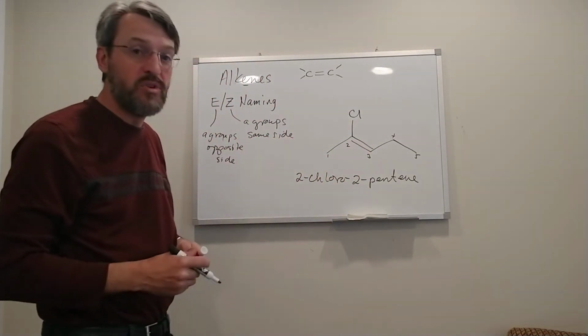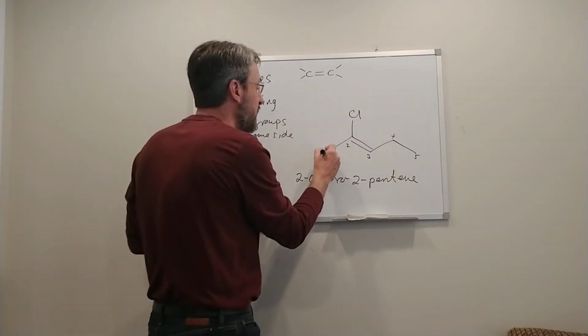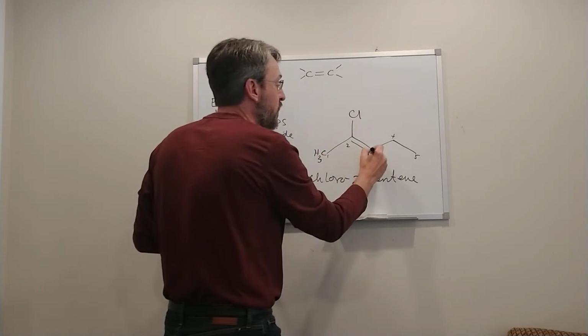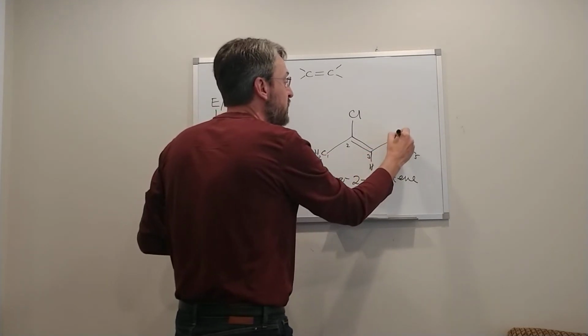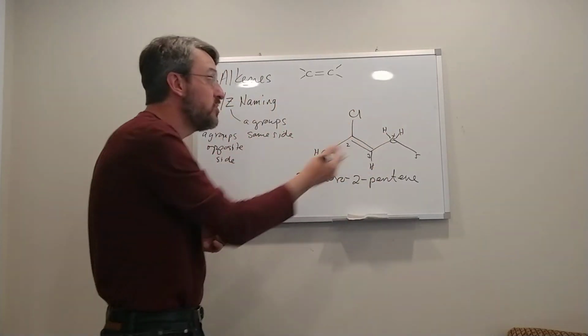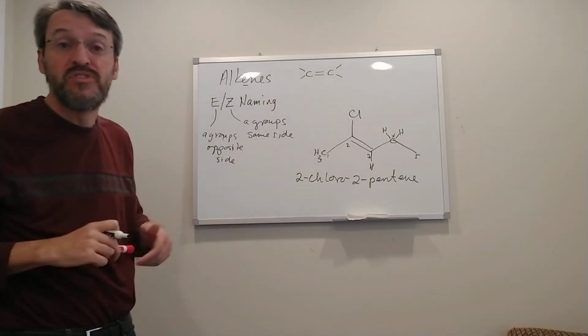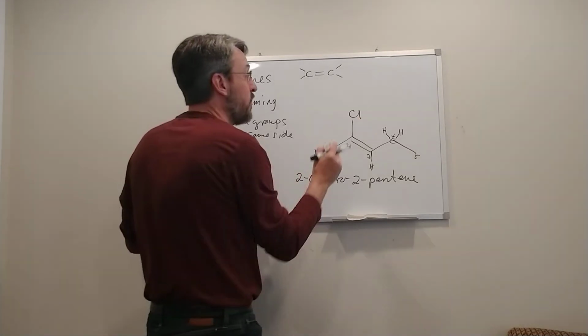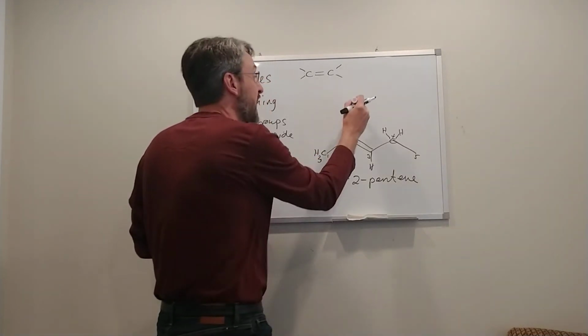Well, what about our groups? Well, we have chlorine. We have this carbon. We have this H, and we have this carbon with its H's. Well, there are no 2 identical groups there. So cis and trans doesn't apply. But we can definitely do this. Chlorine is by far the highest atomic number.